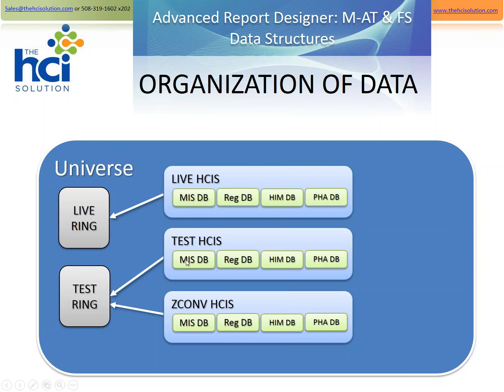These are arrows here because an HCIS can be repointed to a different ring of code, and that's basically what happens when your Meditech system goes through an update. A new live ring of code is created with the latest and greatest software. Then the night of go live, your live HCIS is repointed to that new ring of code, and all the HCISs and the databases start running off that new ring of code once you go live with the update.